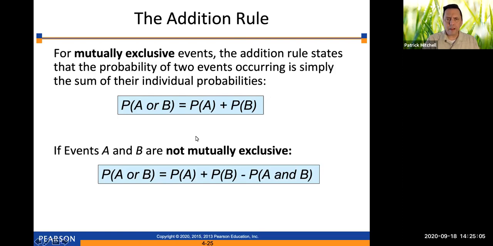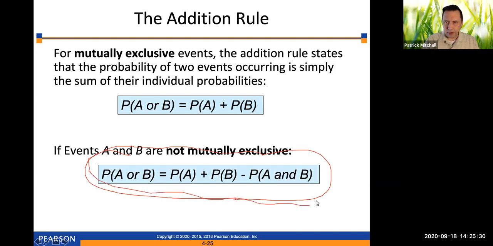Now, I take a little bit of issue with what they say here. What they say here is correct, but it's actually not necessary to say this. This formula here will work all the time, even if the events are mutually exclusive. So I like to joke that if you're going to be stuck on a desert island and you can only bring one of these formulas, you should definitely bring this one, okay?